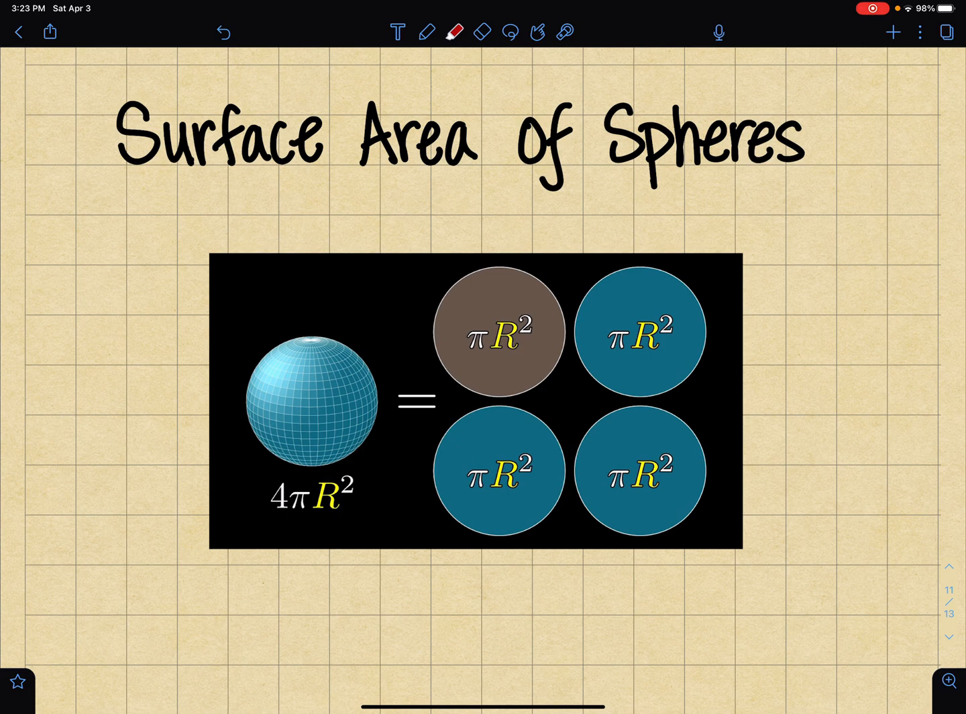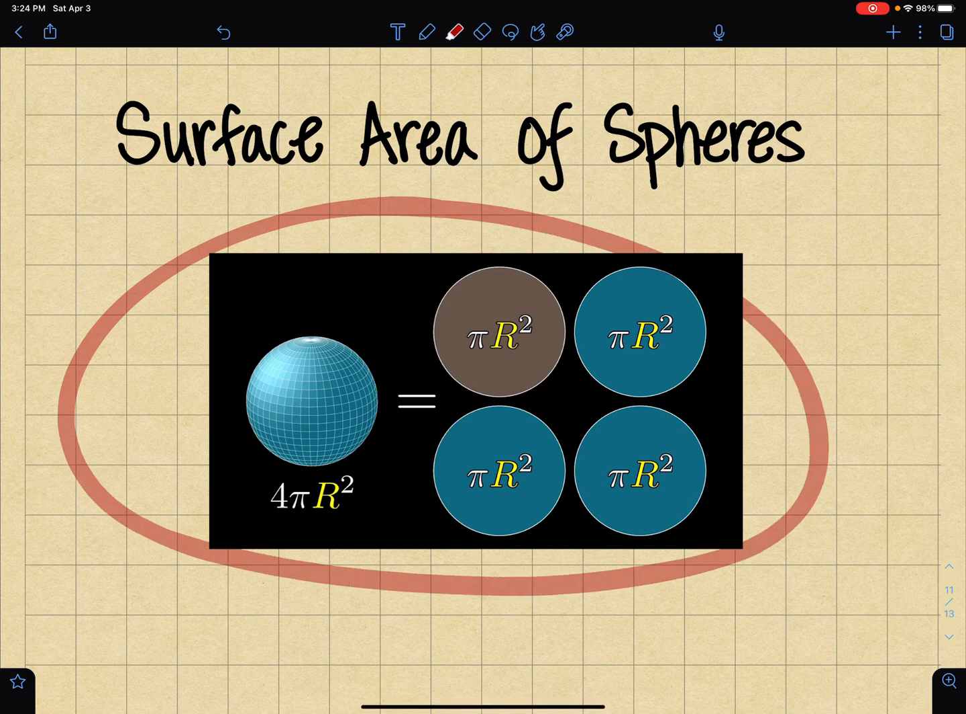Okay, the book says there's an easy way to remember how to find the surface area of the sphere. And the way it tells you to remember it is basically just to memorize this picture. Okay, so you've got a sphere, a 3-dimensional shape like a tennis ball. Now it's going to cast a shadow, and the shadow is just going to be a 2-dimensional shape.